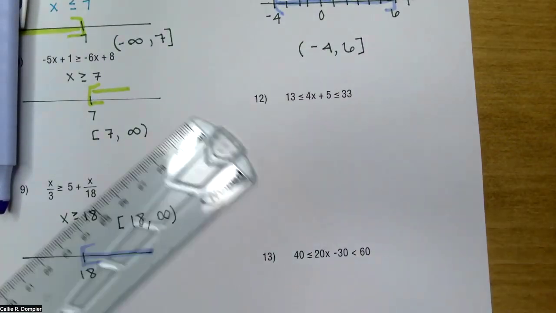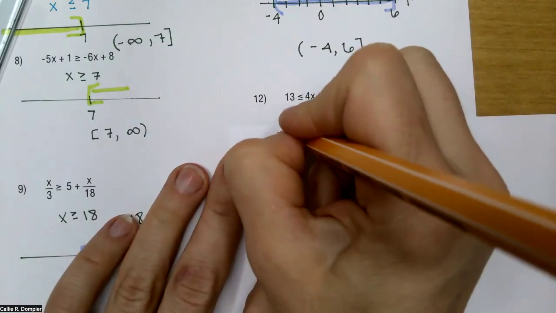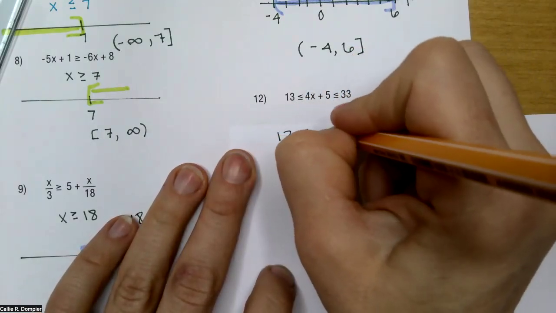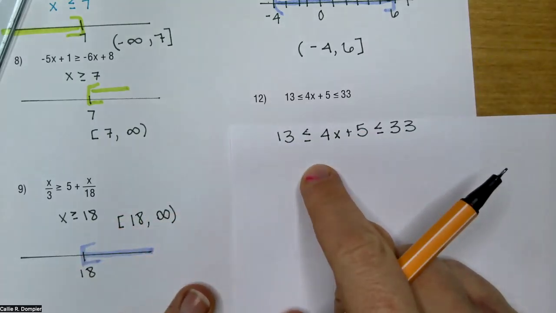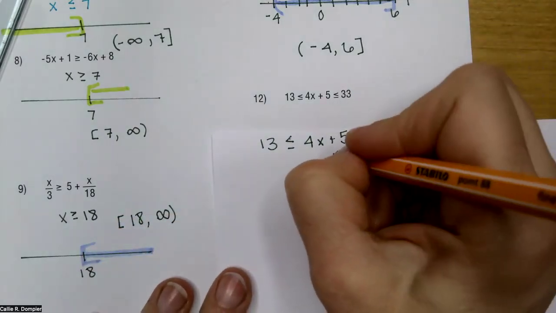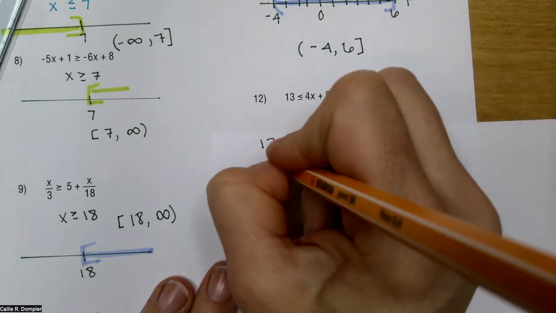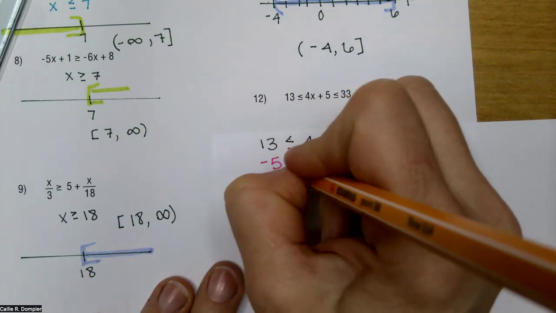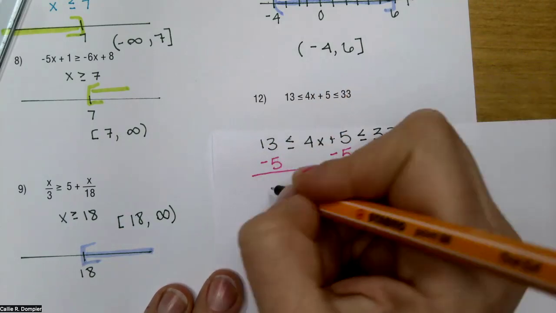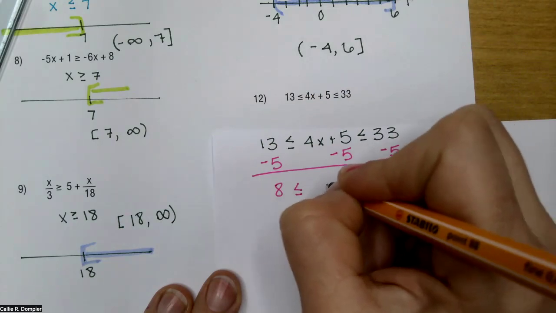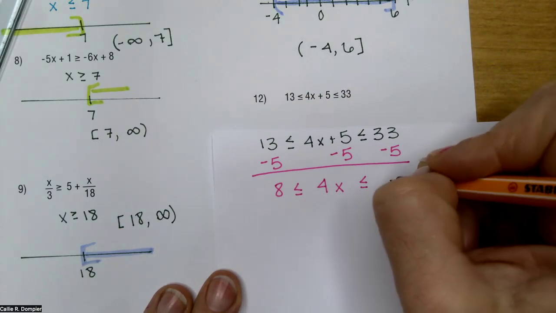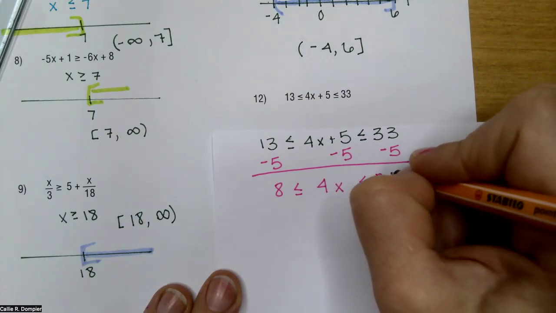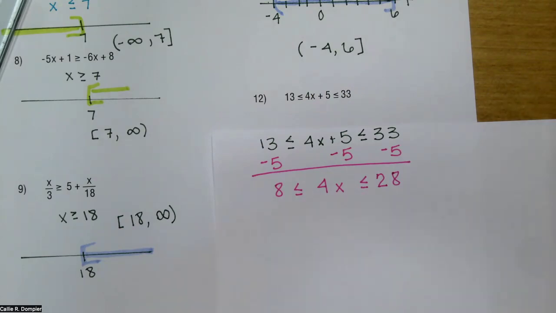For number 12, we have 13 is less than or equal to 4x plus 5, which is less than or equal to 33. Again, we want x alone. X is being multiplied by 4 and 5 is being added. So we're going to subtract 5, subtract 5, subtract 5, because anything we do to the middle, we have to do to both sides. 13 minus 5 is 8, less than or equal to 4x, which is less than or equal to 33 minus 5 is 28. Let me make sure. 33 minus 5 is 28.